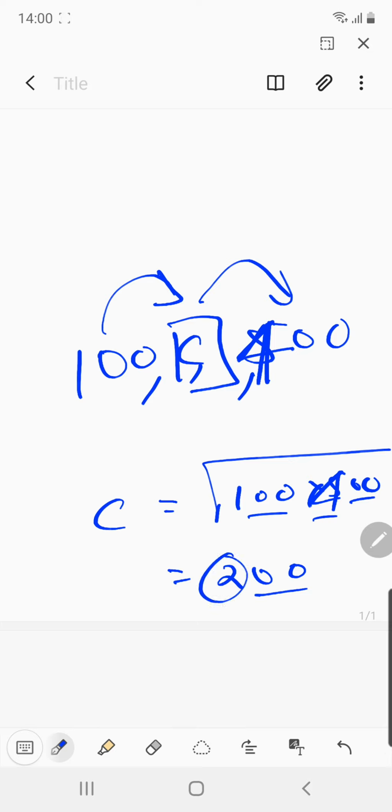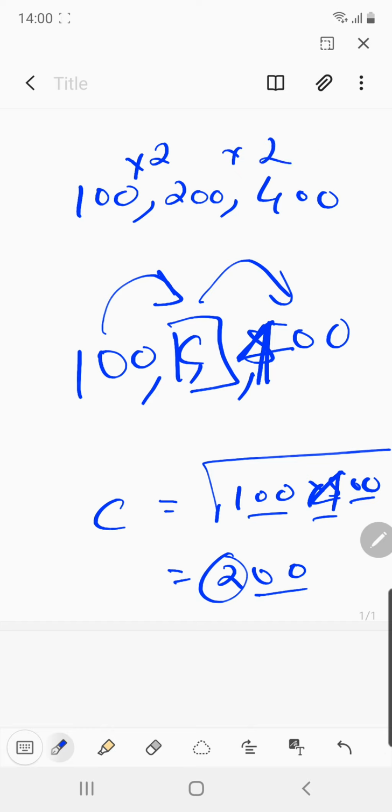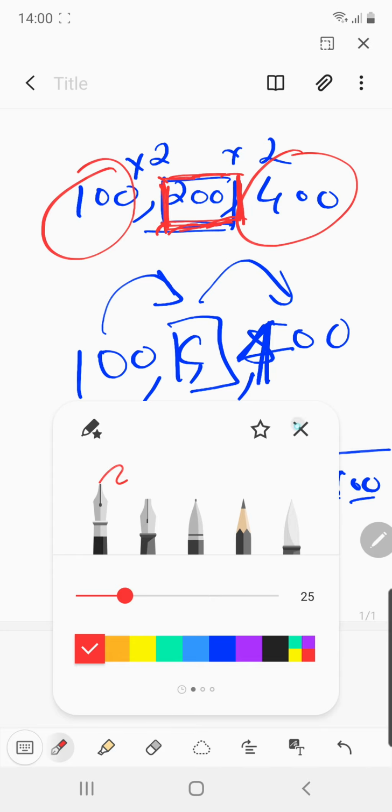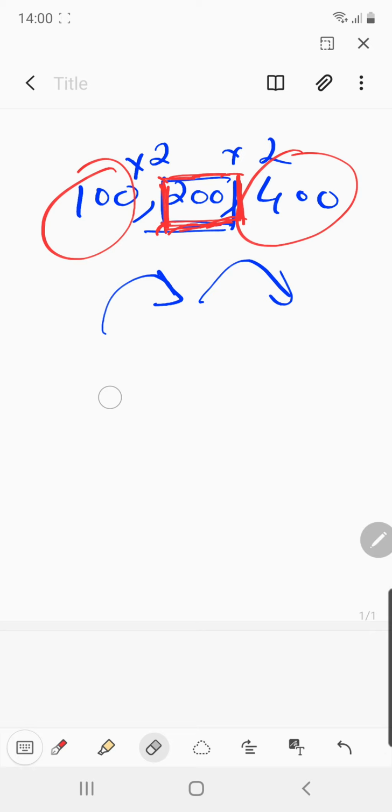So 100, 200, 400 are in geometric progression, where this 200 is the geometric mean of 100 and 400. Unlike, of course, arithmetic mean, where we have a number between two numbers that is just a normal mean, say 10 and 50.